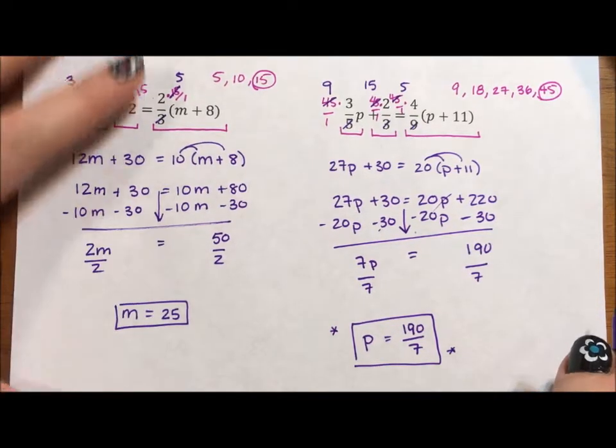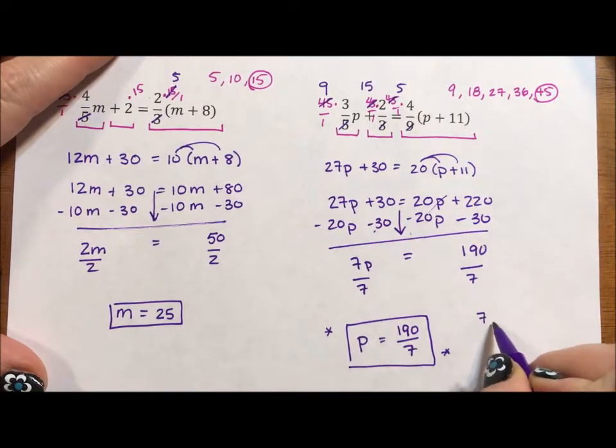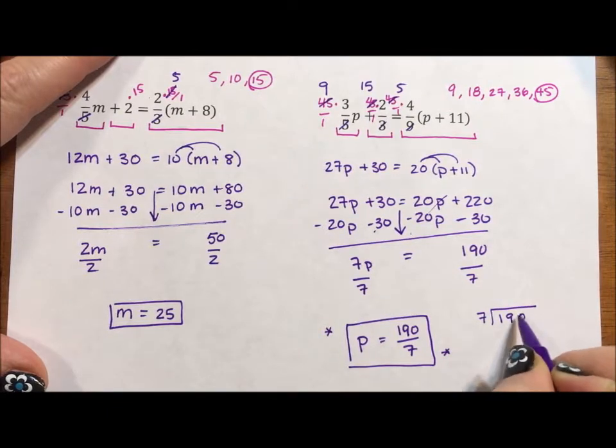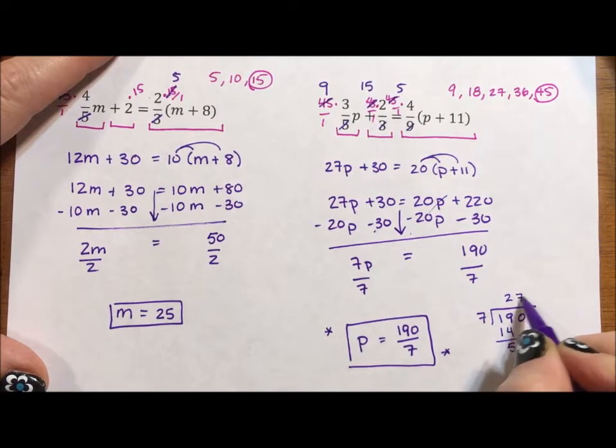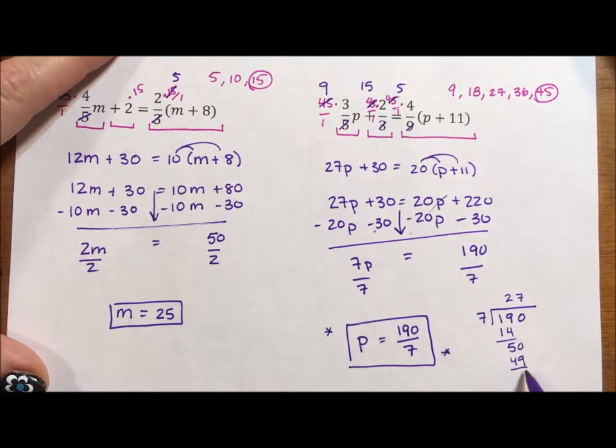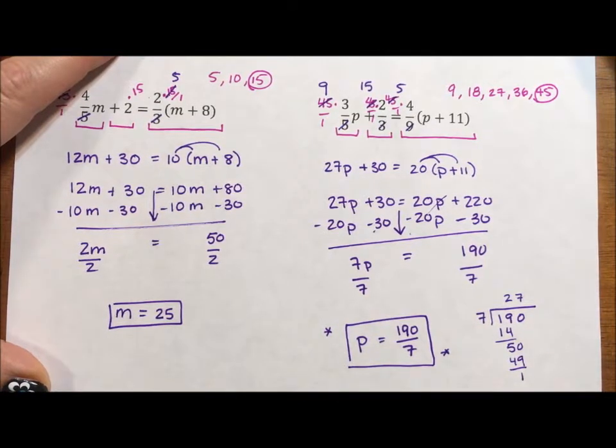If you have a teacher who wants you to have a mixed number, you need to take 7 and divide it into 190. 7 goes into 19 twice, 14, remainder of 5. 7 goes into 50 7 times, 49, remainder of 1. And so the mixed number answer is 27 with a remainder of 1/7. And that would be your mixed number.